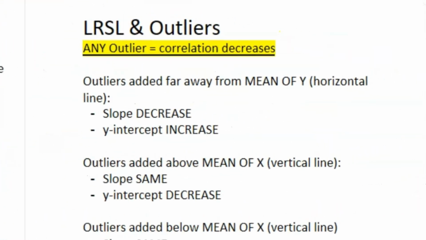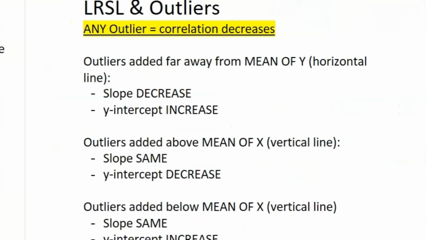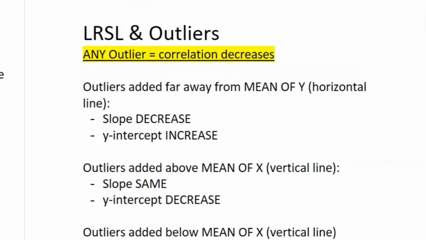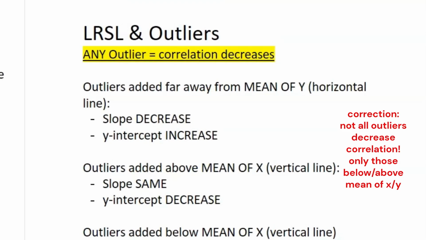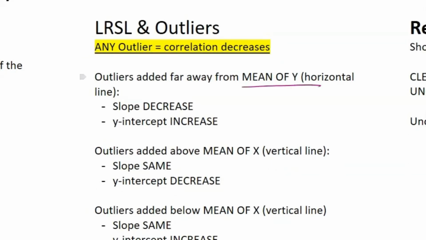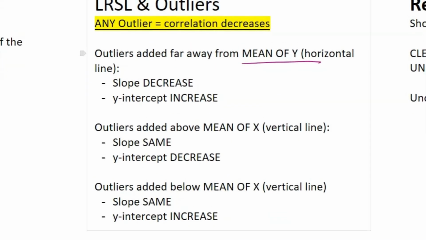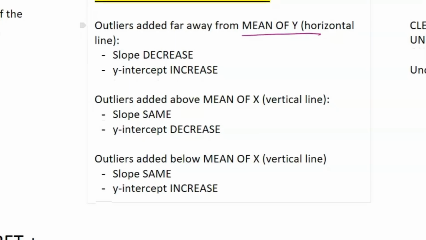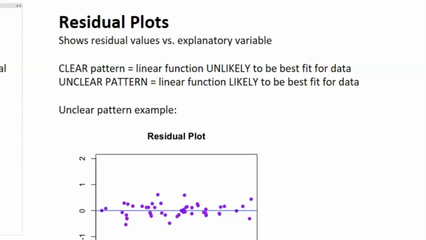Okay, so let's talk about outliers. How do outliers affect your least squares regression line? Any outlier is going to decrease your correlation. Now, here's the thing. If outliers are added far away from the mean of y, so that's a horizontal line, that's going to decrease your slope and also increase your y-intercept. If the outliers are added above the mean of x, in this case a vertical line, your slope stays the same and your y-intercept decreases. If it is added below the mean of x on that vertical line, then your slope is going to be the same, and your y-intercept is going to increase in this case instead of decreasing.